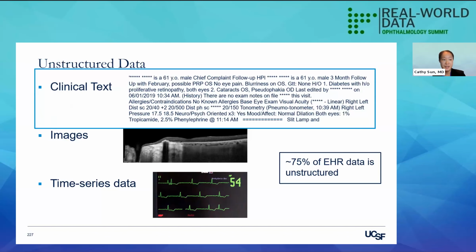So unstructured data are data that do not fit into a predefined data model. And about 75% of our electronic health record data are unstructured. Most of that data is clinical text, which I'll focus on today, but images, which we just heard about, and time series data like EKG monitoring data are also considered unstructured.